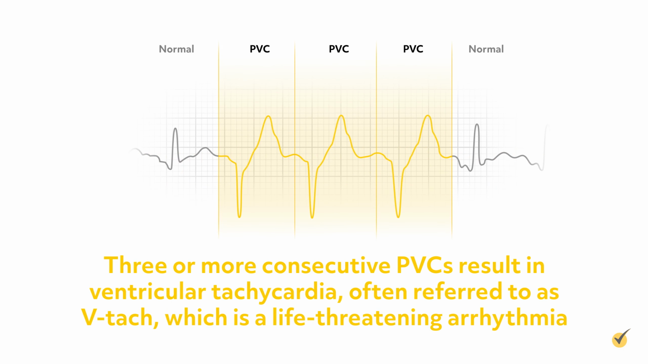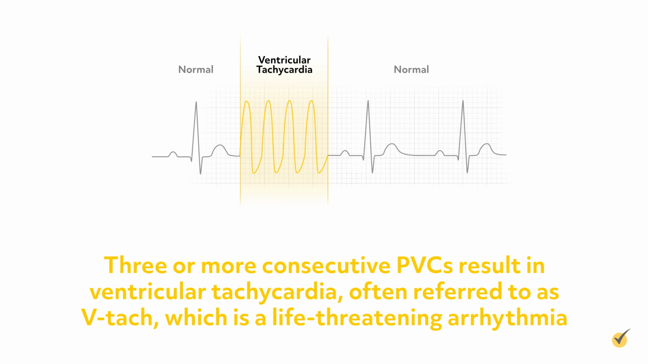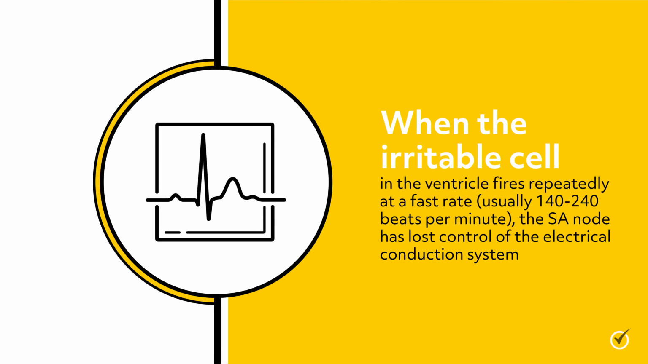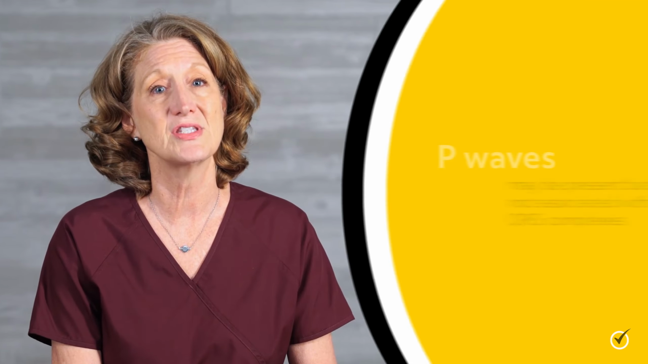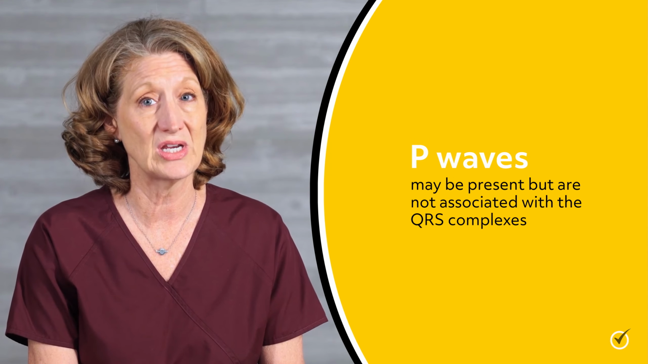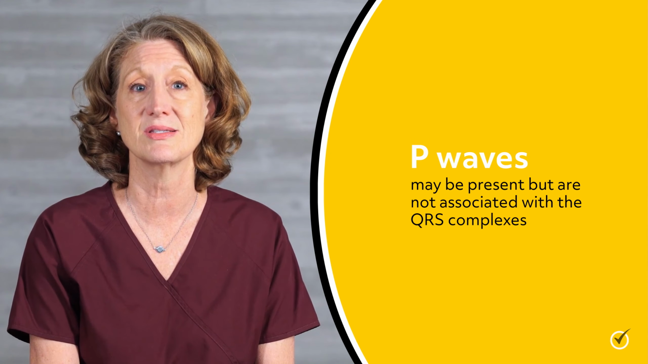Three or more consecutive PVCs result in ventricular tachycardia, often referred to as VTAC, which is a life-threatening arrhythmia. The irritable cell in the ventricle fires repeatedly at a fast rate, usually 140 to 240 beats per minute. The SA node has lost control of the electrical conduction system. P waves may be present but are not associated with the QRS complexes.